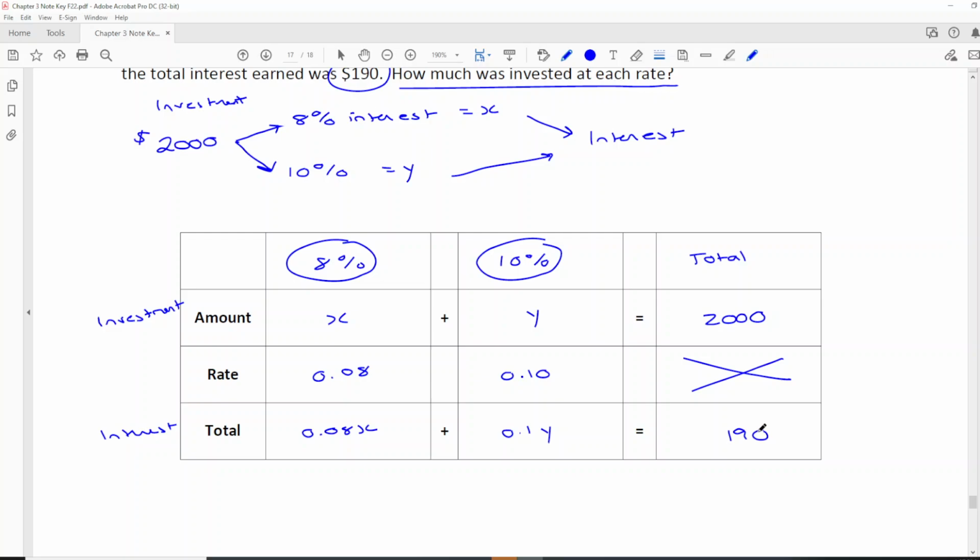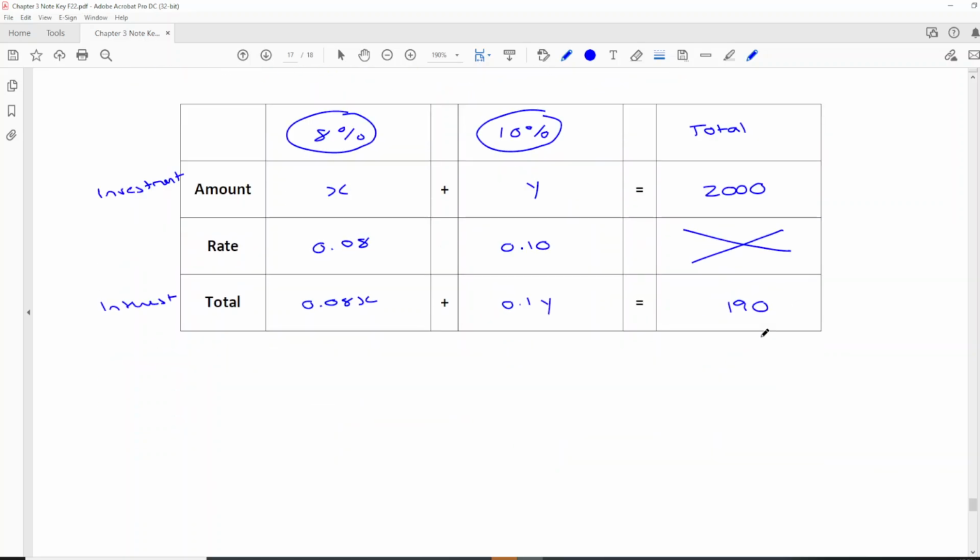And these ones will all be interest questions. There won't be anything different. So if you see a question involving interest, this is how they get set up. So my two equations are X plus Y equals 2,000 and 0.08X plus 0.1Y is equal to 190. I didn't have to take my total amount and times it by a rate because I didn't know the rate. I just knew how much interest I was going to earn.